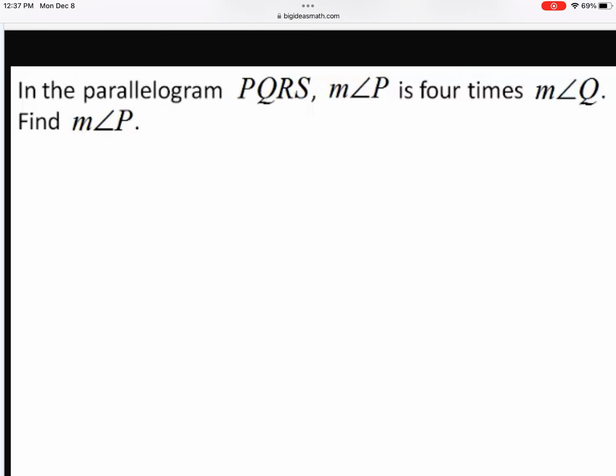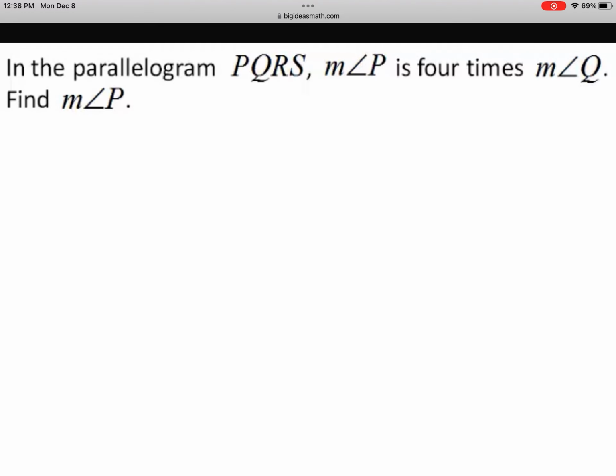In the parallelogram PQRS, the measure of angle P is 4 times the measure of angle Q. Find the measure of angle P. So look at a parallelogram PQRS. Let the measure of angle Q be x degrees. You are given that the measure of angle P is 4 times the measure of angle Q. So the measure of angle P would be 4x degrees.